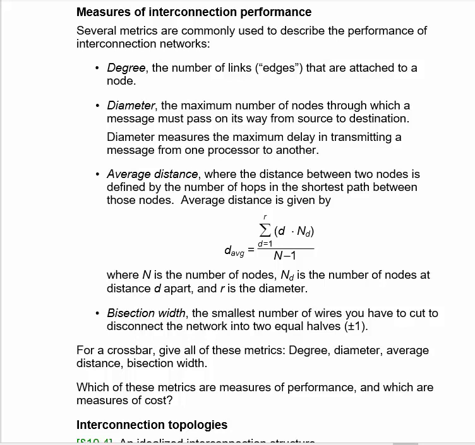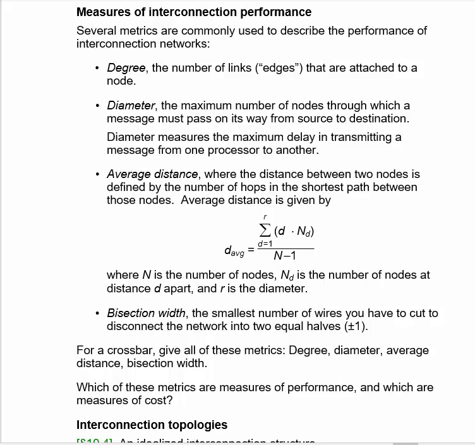The average distance is the distance between two nodes, defined by the number of hops in the shortest path. And the average distance is given by a summation. The number of nodes that are at distance d from a node, n sub d, times that distance. So the number of nodes that are at distance 1 times 1, plus the number of nodes that are at distance 2 times 2, etc., up until we get up to the diameter, which is r. And so we take that summation, and that is the total distance of all of the nodes from the current node. We divide that by the number of other nodes, which is n-1, and that gives us the average distance between this node and all the other nodes in the system.